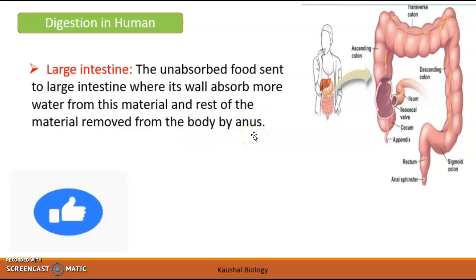तो large intestine में finally क्या होता है? सिर्फ absorption होता है. जो भी extra water होता है that will be absorbed in the wall of the large intestine and then finally it will be stored in the rectum and through the anus it will be thrown out.